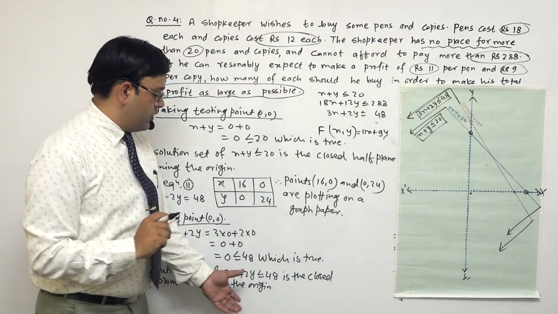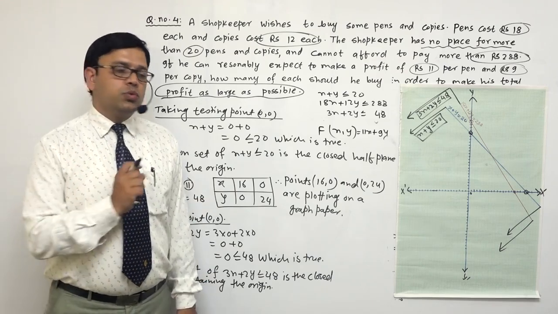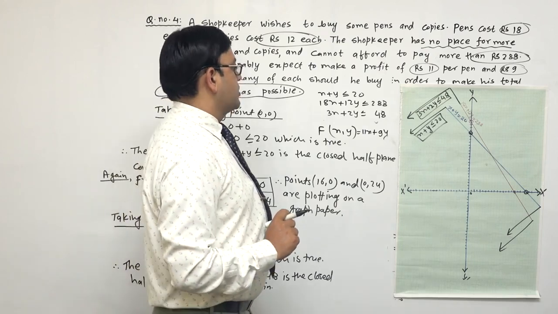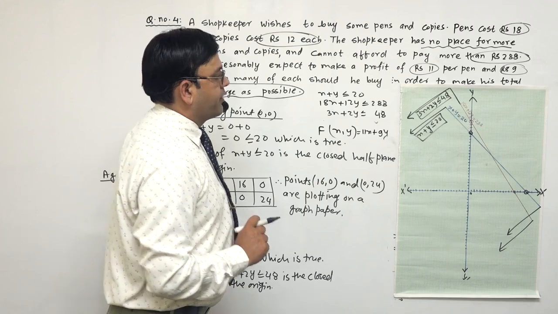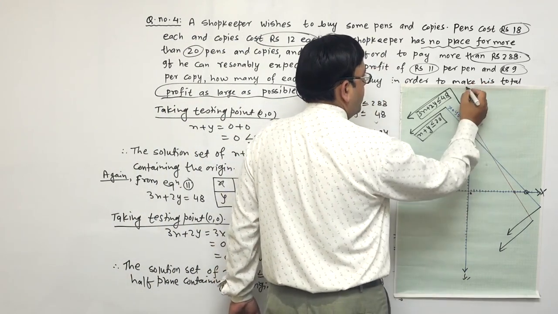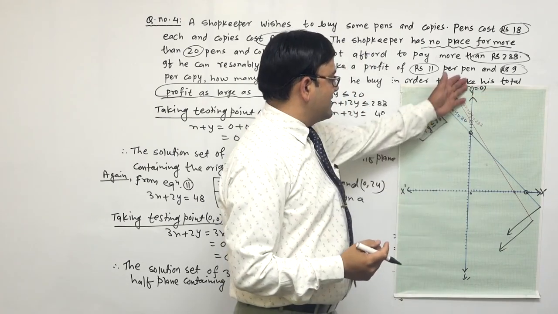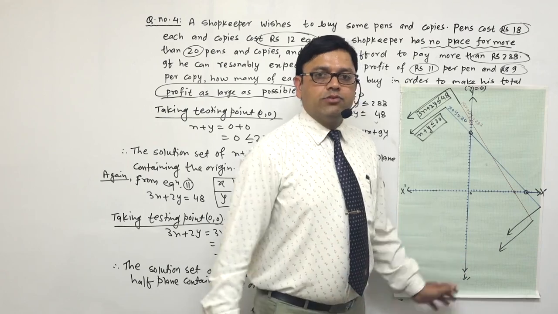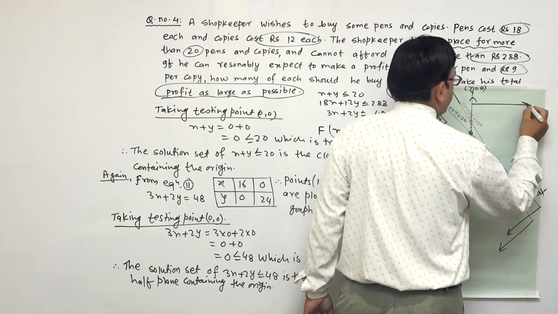Dear students, we completed equation 1 and equation 2. Now we have to solve equation 3. Our equation 3 is x is greater or equal to 0. So here this is the line which contains x is equal to 0. The Y-axis is the line where x is equal to 0. So x is greater or equal to 0 represents this area.